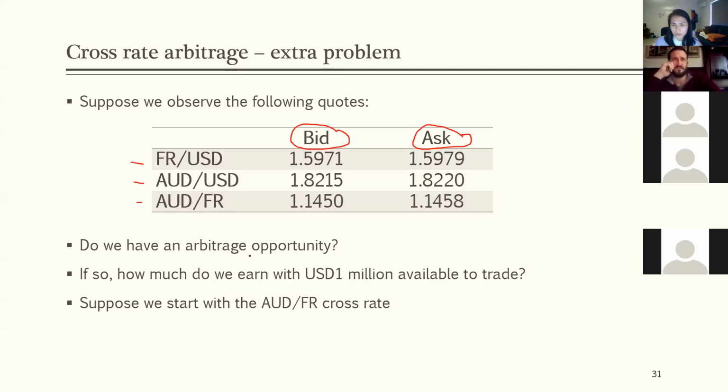So let's say this is from CBA, this is from NAB, and this is from ANZ. Suppose we observe these following quotes, and as a trader, we want to find an arbitrage opportunity. Suppose we also start with 1 million USD. The question is, how do we earn profit from these quotes? For simplicity, we are going to start with the AUD over franc cross rate.